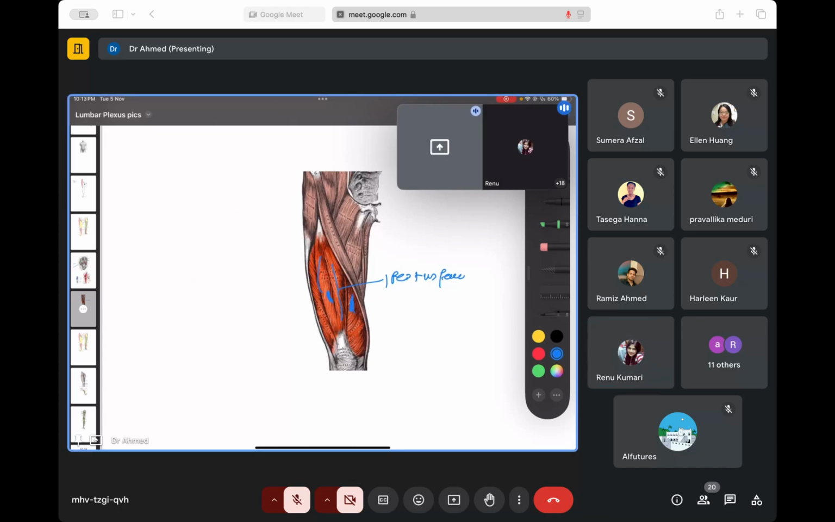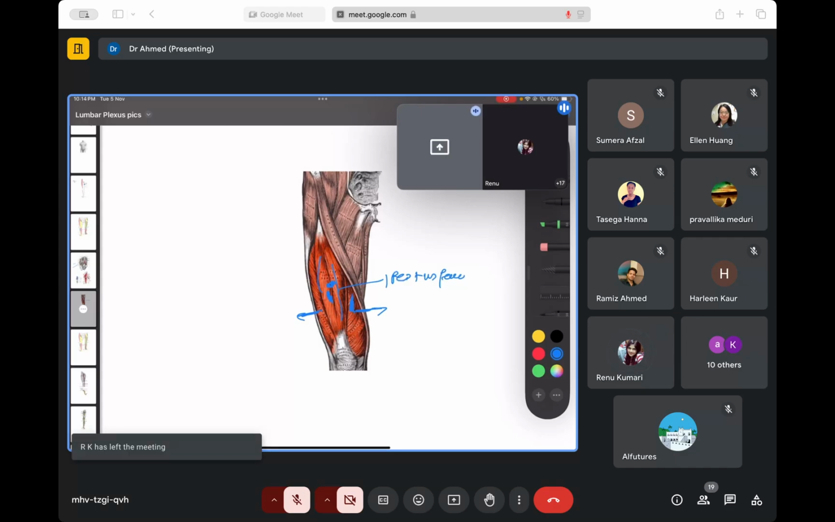Okay, we have rectus femoris, this muscle. Then we have three vastus muscles. Vastus lateralis on the lateral side, vastus medialis on the medial side, and just below this rectus femoris we have a muscle known as vastus intermedius, like in between. All of these muscles are supplied by your femoral nerve.